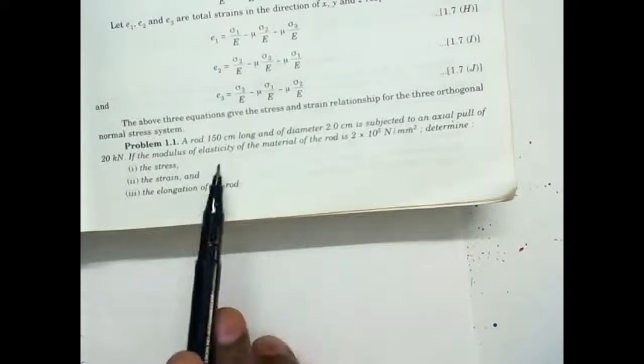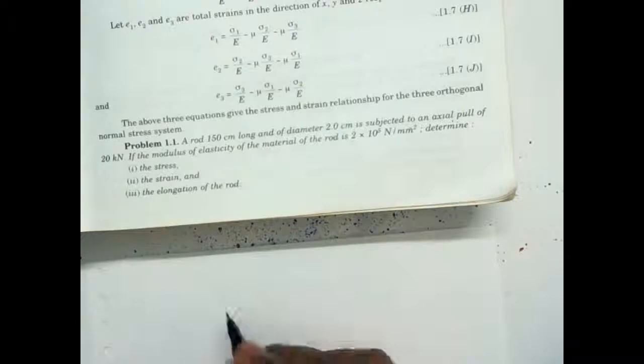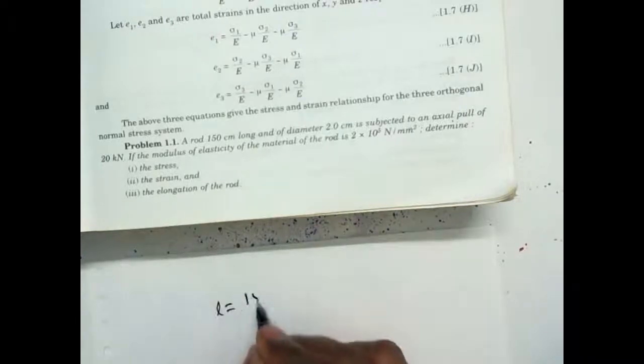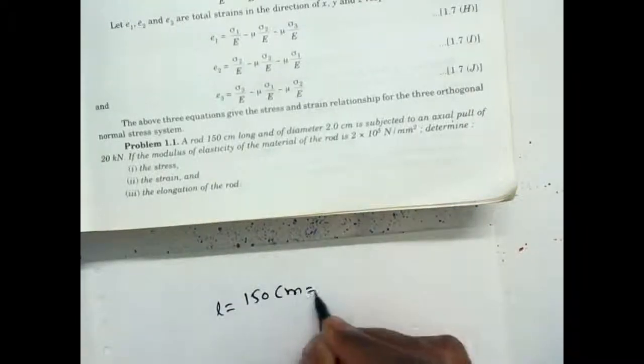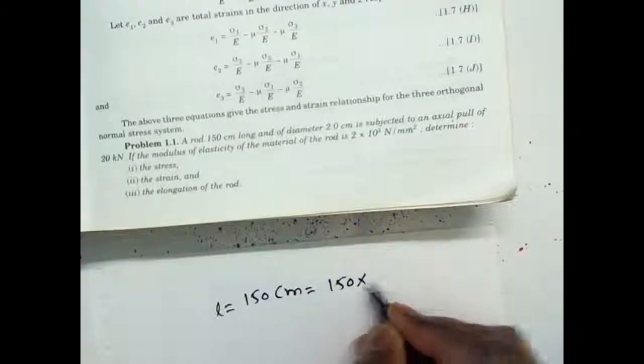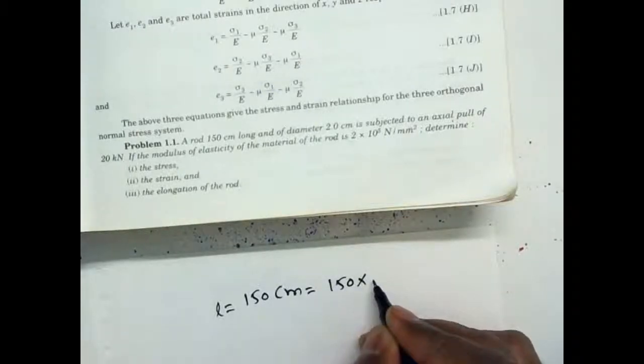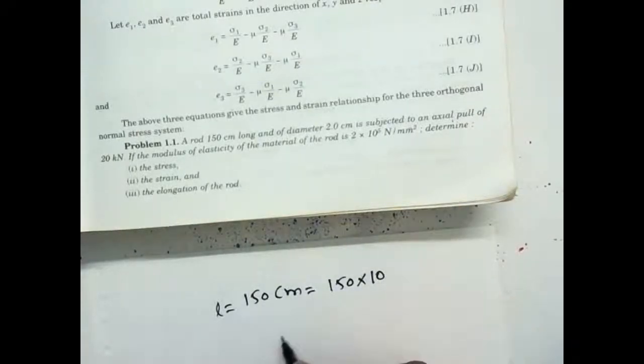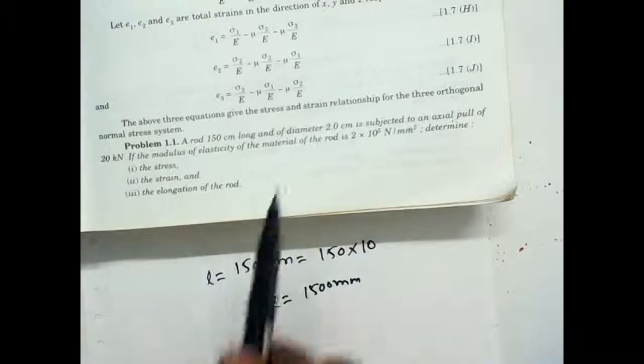First we write down the given data. A rod 150 cm long, that is L equal to how much? L equal to 150 centimeter. 150 into 1 centimeter equal to how many millimeter? 1 centimeter equal to 10 millimeter. That is L equal to 1500 mm. You are converting into millimeter.